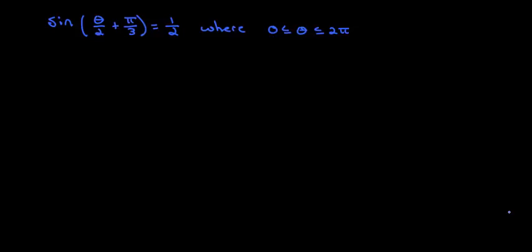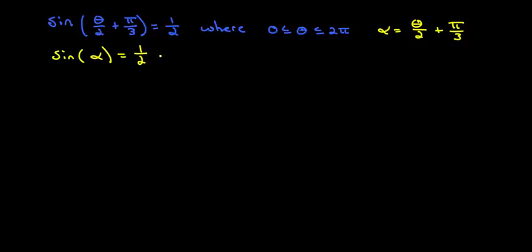I'm going to walk through both ways again on how to solve this, and I'm also going to show you how to solve it using your calculator, or at least verify your answer. So the first step, in both types of solutions, is to take what's inside here and replace it with some generic angle. So the replacement that I'm making is that alpha is going to be equal to theta over 2 plus pi over 3.